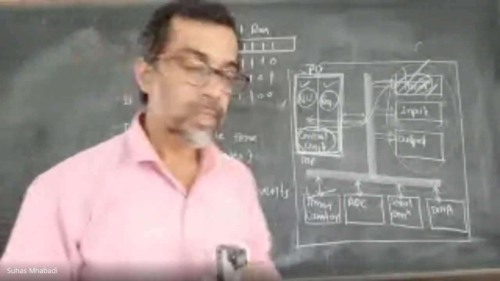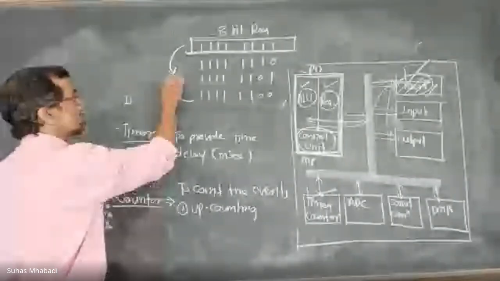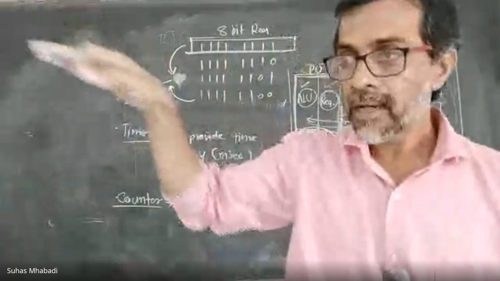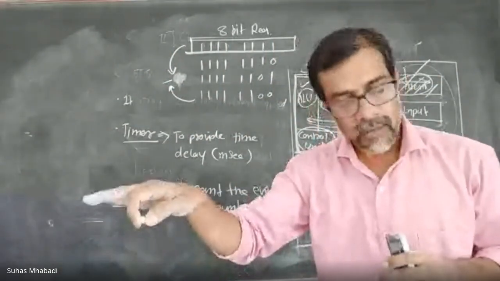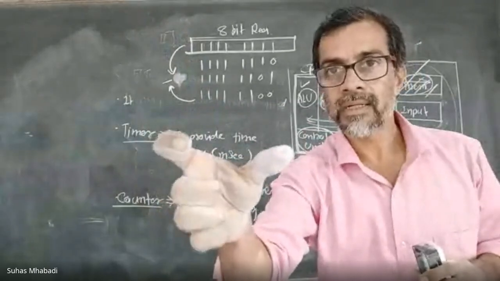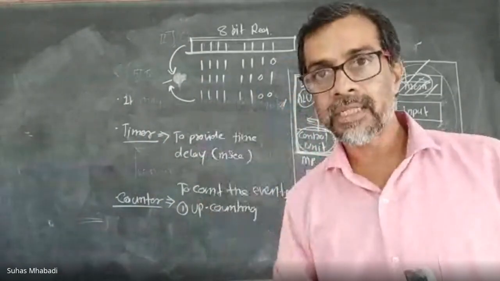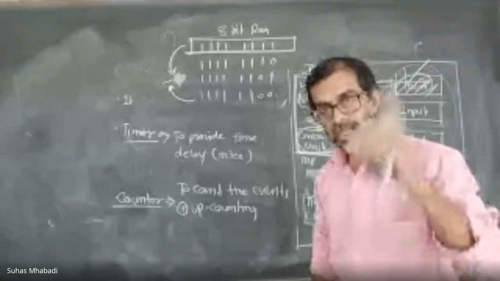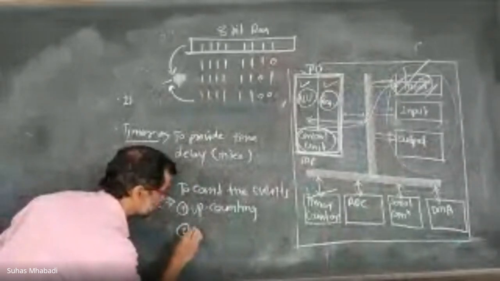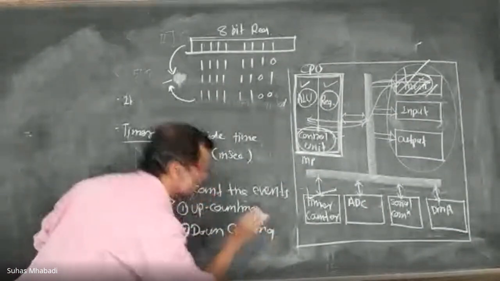And now the last number should be subtracted from the initial number. The moment we subtract the last number from the initial number, we will get a count. The count is 1, 2, 3, so three objects have passed. This process is known as down counting.